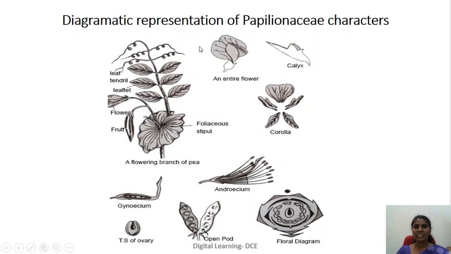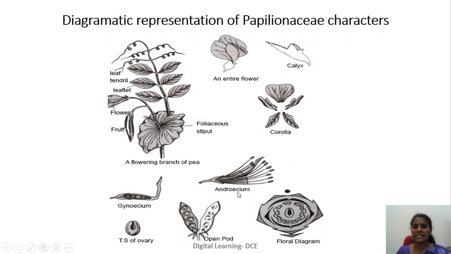In this diagram, we can see the vegetative characteristics of Papilionaceae, where this is a flowering branch showing alternate pinnately compound leaves, and we can observe the tendrils which generally help in climbing and support. This is a flower which is zygomorphic in nature, and the outer whorl is called calyx, which is united, and the corolla is butterfly-like with a single standard petal, 2 wing petals and 2 keel petals.